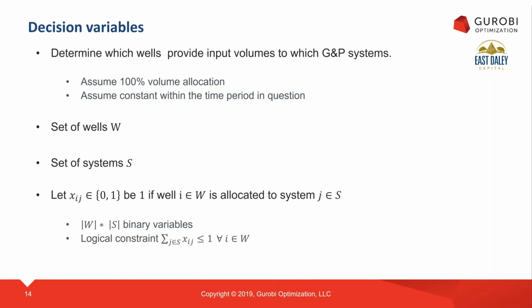So this is saying that summing across all the systems, one well can only be at most allocated to one system. We could make this an equality constraint, but making it an inequality actually helps the model find feasible solutions faster. And at the end of the day, if a well is not allocated to any system, we can allocate it to a balanced system in post-processing.